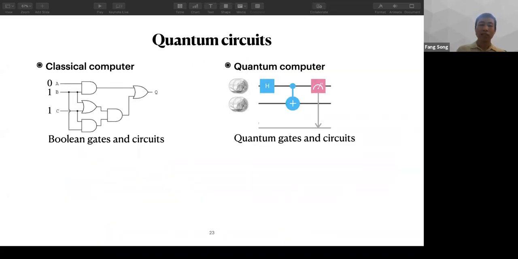Okay, now, once we have the bits, a classical computer is basically a circuit consisting of basic Boolean gates: and, or, not, etc. Similarly, there are quantum gates which can operate on qubits, and they can be composed into a quantum circuit that computes something interesting. So this gives us a quantum computer.